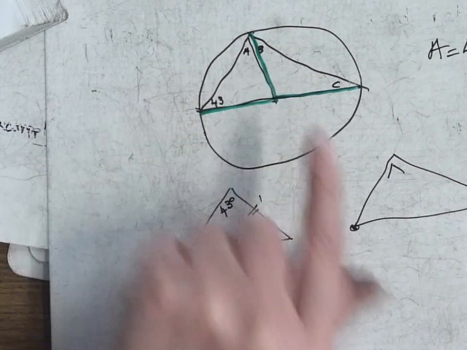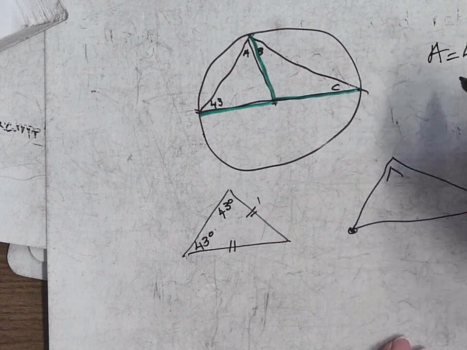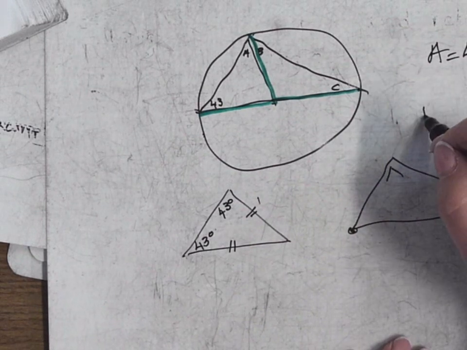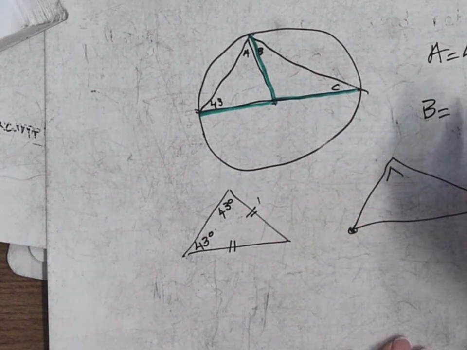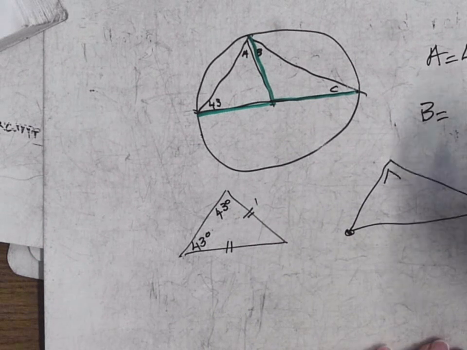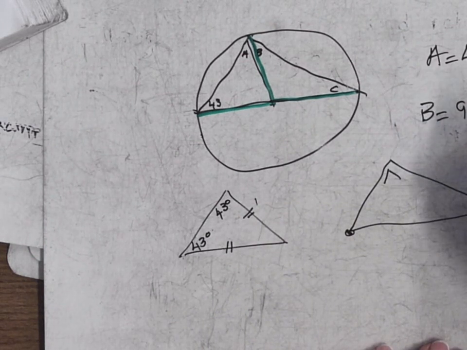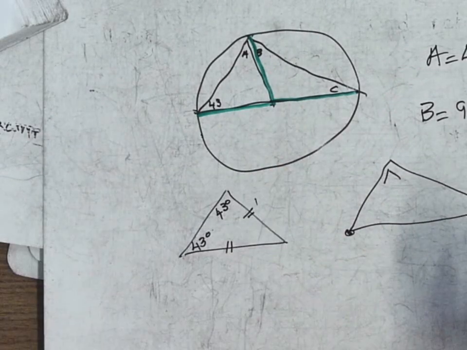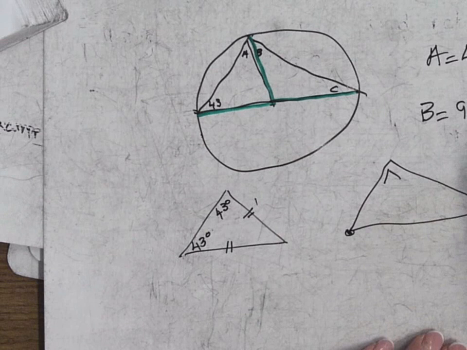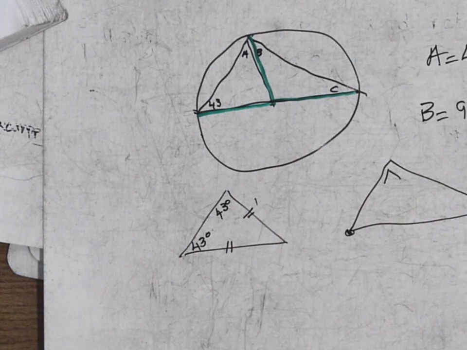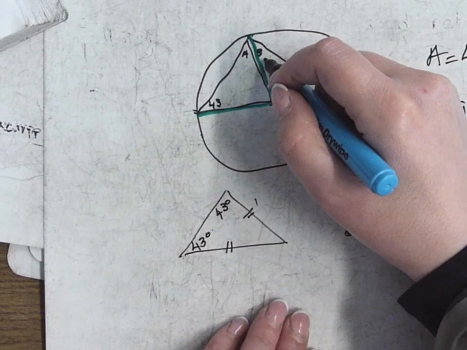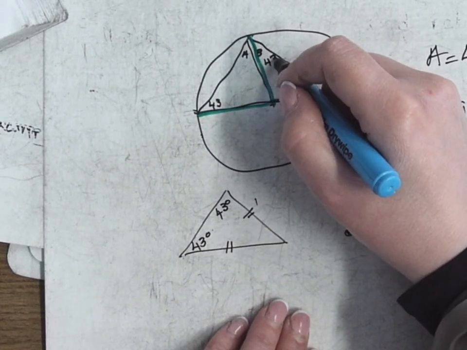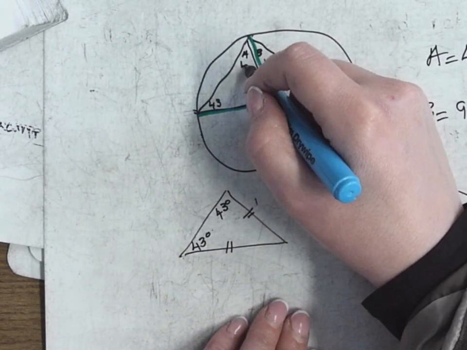Agreed? I've just figured out that A is 43. So how will I figure out what B is? What is it? 90 take away 43, isn't it? Because the whole angle is 90 degrees. So it's 90 take away 43, which would be 47 degrees. Good with that? Okay, so that one up here is 47. So this one is 43.